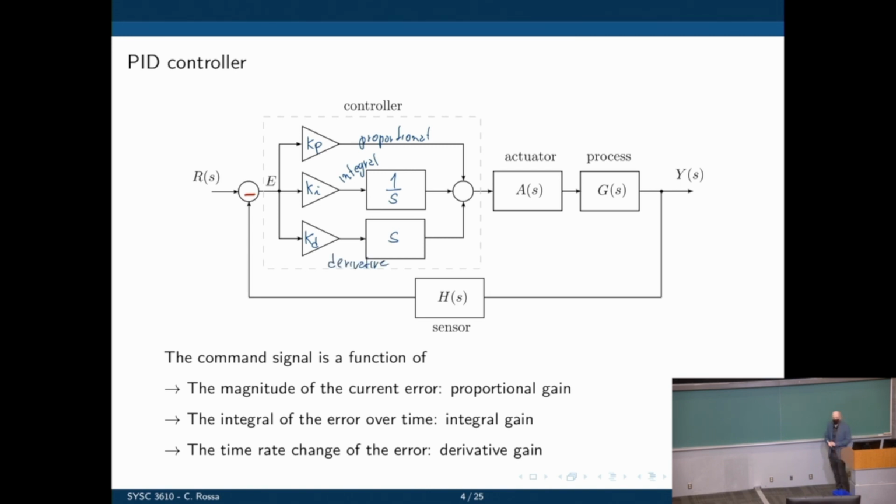We are now taking the derivative of the error, multiplying that by a constant, and adding that to the other two. So the proportional gain, because it only looks at the current error, will take action based on the current state of the system. You see, you take an error at a given instant in time, multiply that by Kp, send that to the plant. So the proportional error looks at the current error present in the plant.